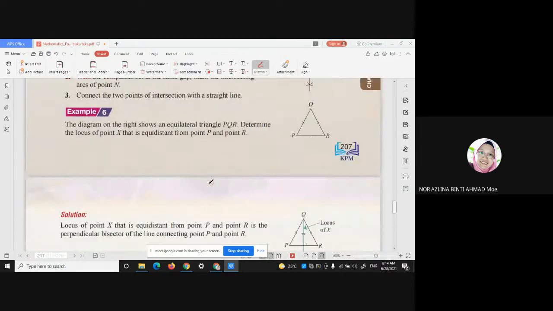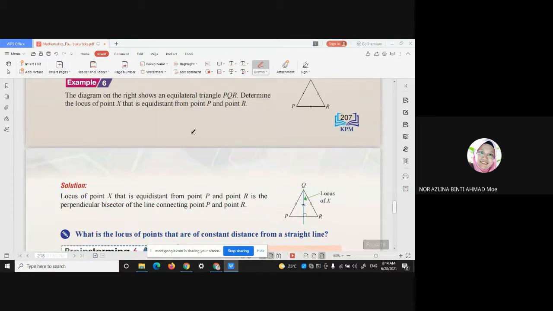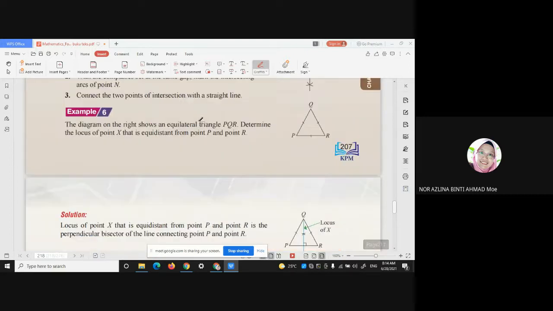Example 6. The diagram on the right shows an equilateral triangle PQR. Determine the locus of point X that is equidistant from point P and Q. These are 2 points, so we need to draw the line between these 2 points.